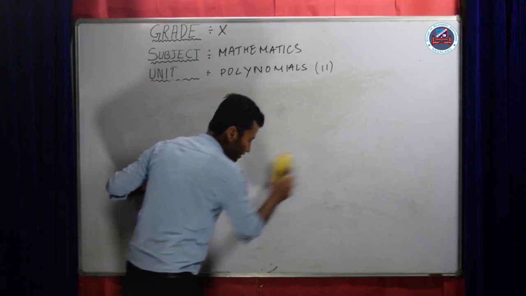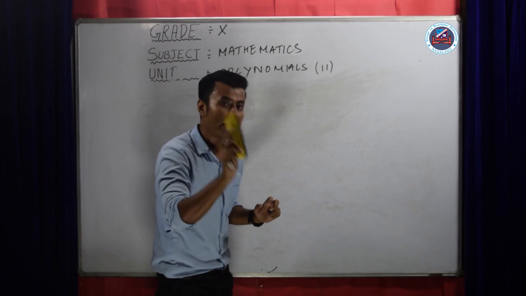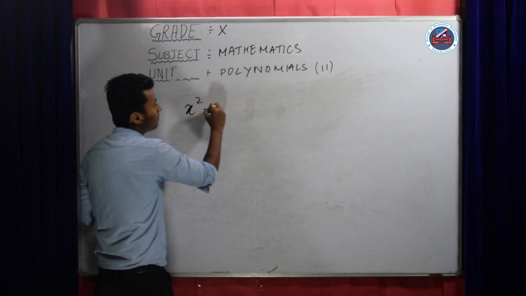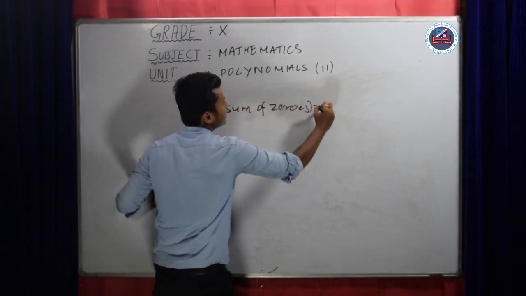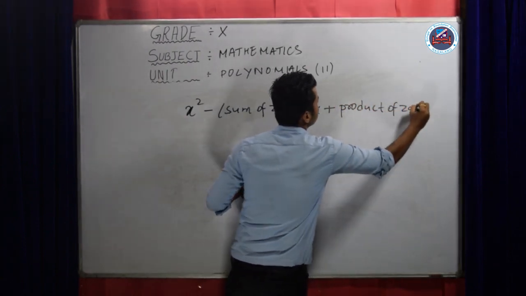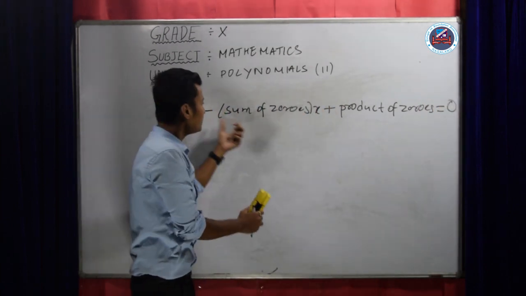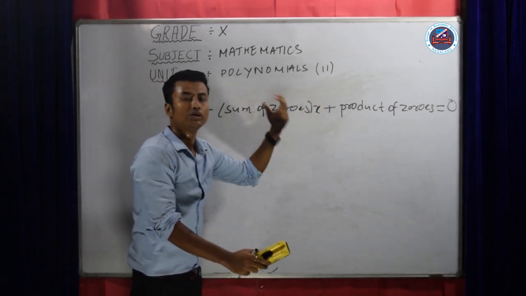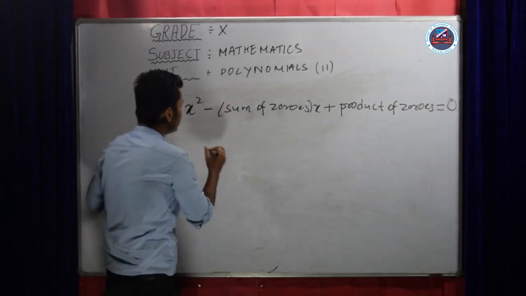If roots of an equation are given, then the entire equation is x squared minus sum of zeros into x plus product of zeros equals 0. So what is the entire equation? x squared minus sum of zeros into x plus product of zeros equals 0. Khatam, guys? So let me take an equation here.